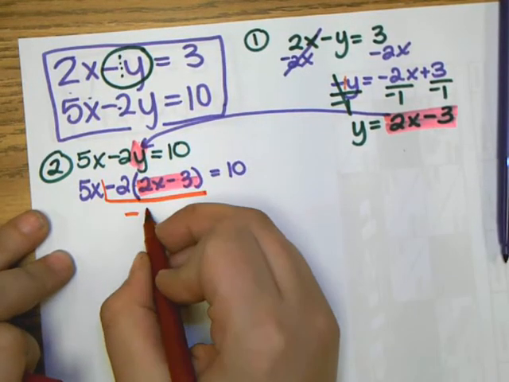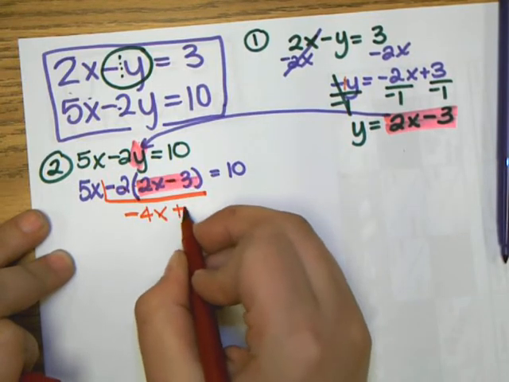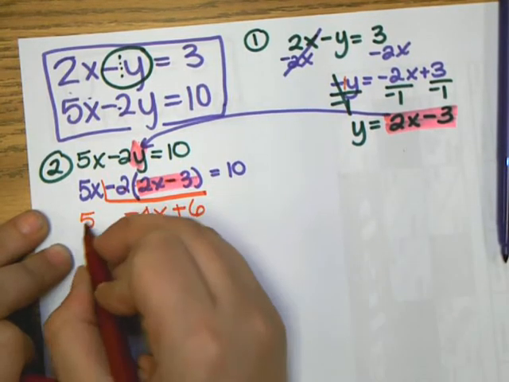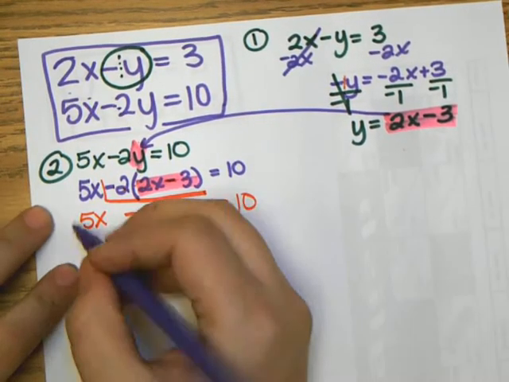And now we're going to distribute. Negative 2 times 2 is negative 4x. Negative 2 times negative 3 is positive 6. Bring down the 5x.